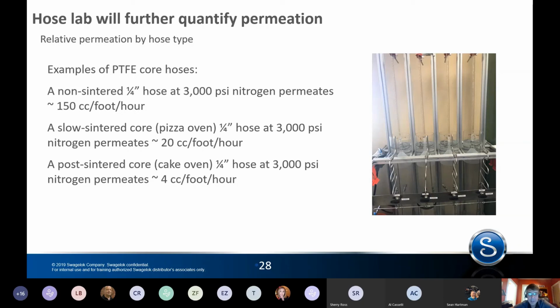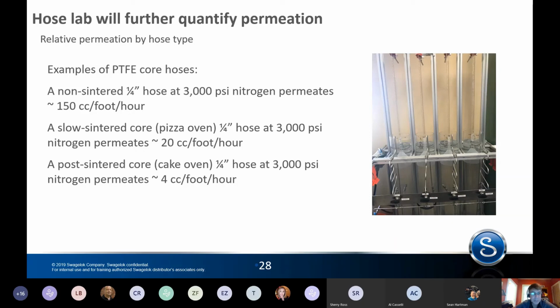If you take that same hose and put it through what we call a slow sintering process, so it's a slow sintered hose now. What a slow sintering process is, if you imagine a pizza oven where you put a pizza in on one side at places like Donato's or whatever, and it moves through on a conveyor belt and comes out the other side of the oven baked. That's a slow sintered hose. It goes through a baking oven where it moves through, and it tightens the bonds. That same hose now permeates at 20 cc's per foot per hour. So it improves the permeation by 7.5 times.